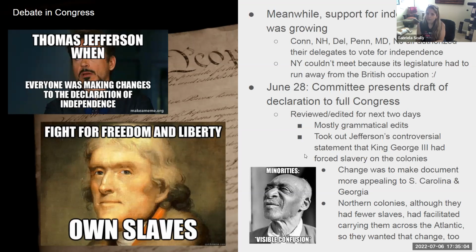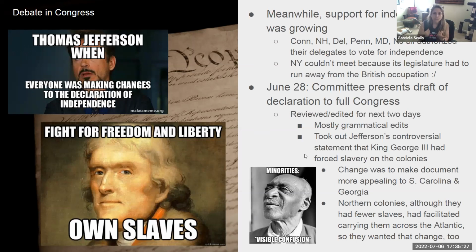But the northern colonies were also not so into this, oh, and yeah, you forced us to have slaves, because, fun fact, the North was in the merchant business, and slaves were huge business, right? That triangle that we've talked about in a lot of history classes.